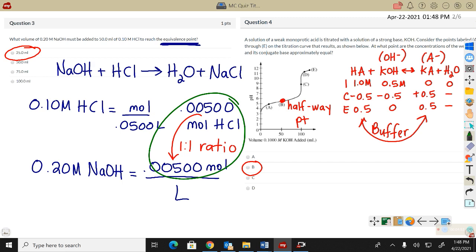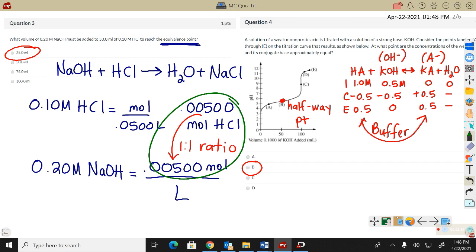sodium hydroxide. Now once I know moles of the unknown solution, they're asking what volume of 0.2 molar sodium hydroxide is needed, which if I know moles and I know molarity, I can solve for volume. If I knew moles, I could transfer that to grams. Maybe if it was an unknown base, I could find its molar mass. It's all kinds of things we can do as long as we know moles of the unknown solution. So here would be 25 milliliters if I solve for volume.